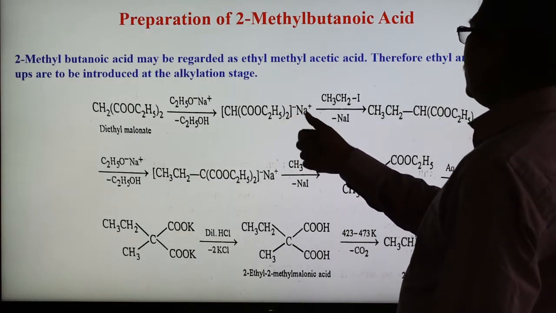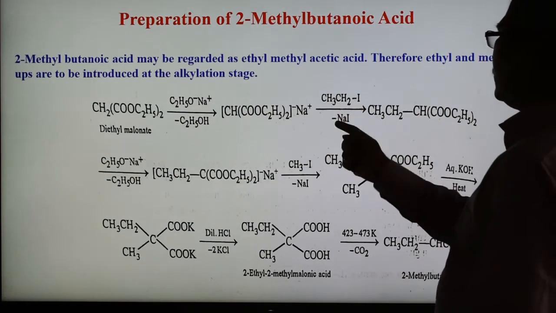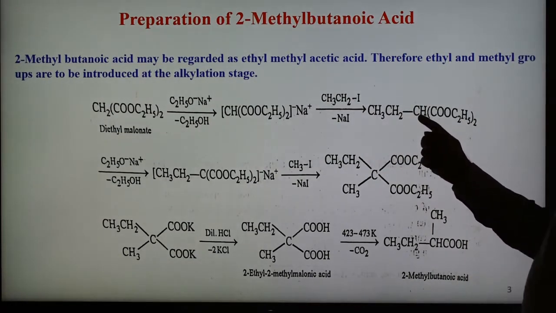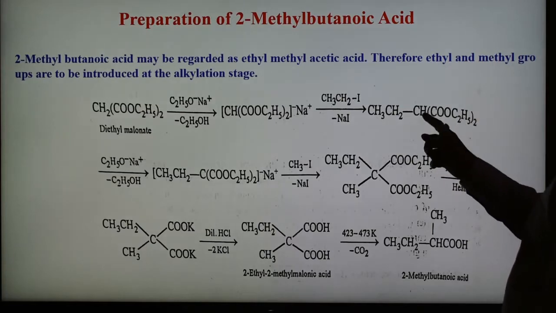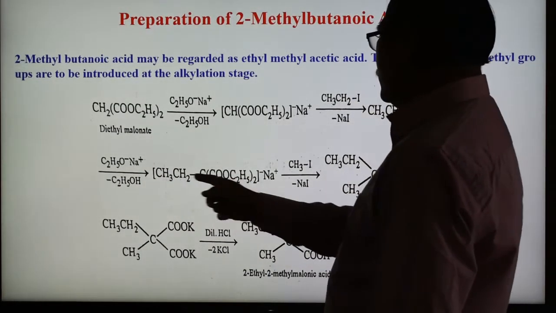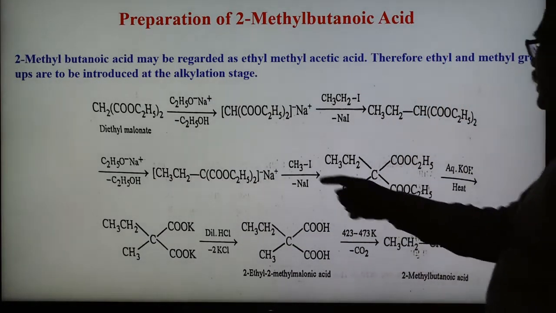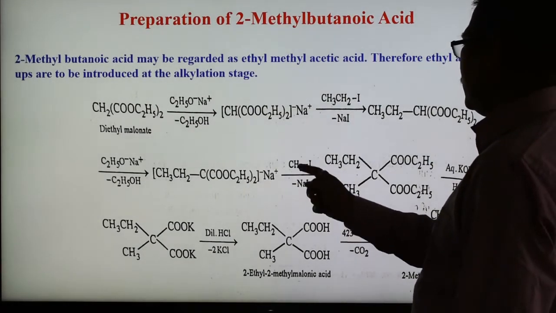This enolate ion undergoes the alkylation. So ethyl iodide reacts with this, sodium iodide is lost, and the ethyl group is attached to this methylene carbon, and here another hydrogen can be replaced, and again it reacts with the sodium ethoxide and C2H5OH is lost, and we get this negatively charged enolate ion, and then methyl iodide alkylation takes place, so Na is again replaced and the methyl group is attached.